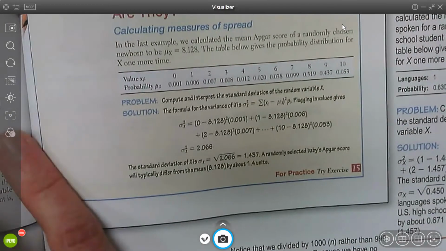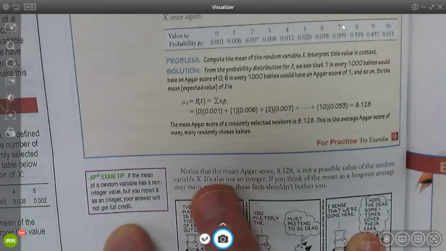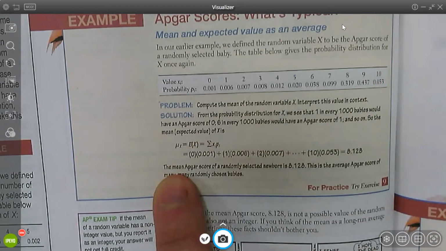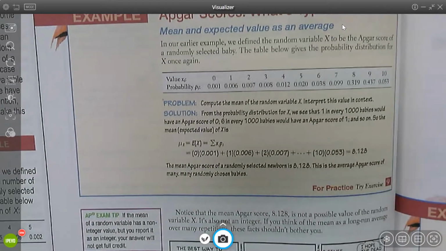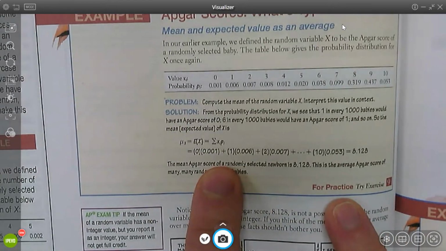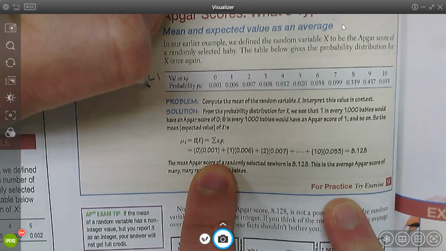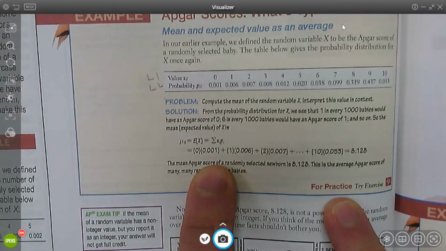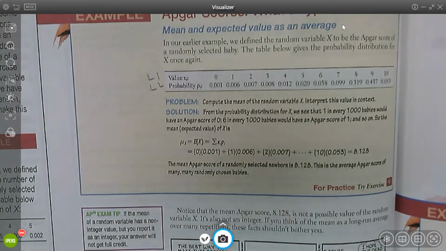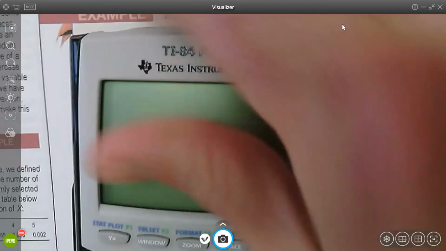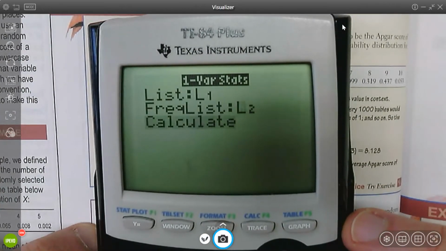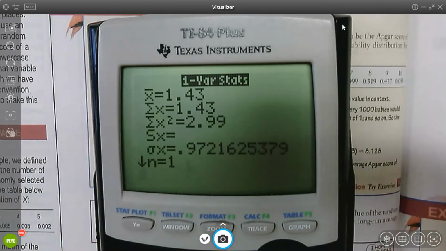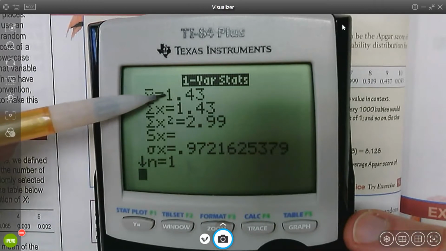All right. Here's an example. You take a look at all these values times their corresponding probabilities. If you sum this whole thing up, you get 8.128. If it's a short answer, you have to write out this work. But remember, like I said in class, plug the value in list 1, plug the probability in list 2, and then you want to run, I'll show you on the calculator because it's right here. You want to go to calc, 1-variable stat, list 1, list 2, and calculate. There's some data in here, it's not the right data. And that would be your average or your expected value.